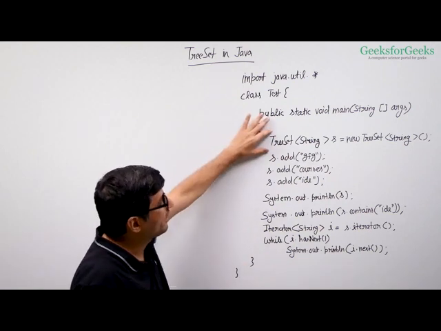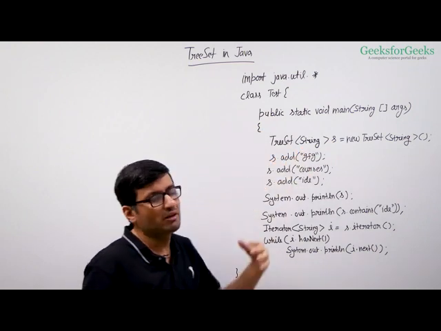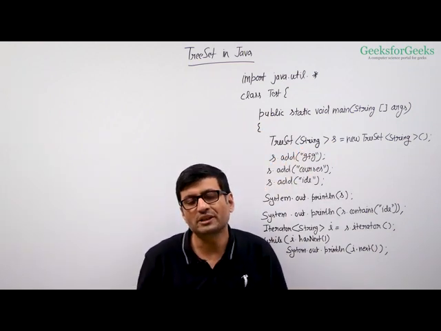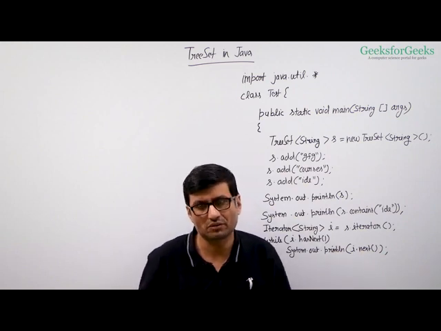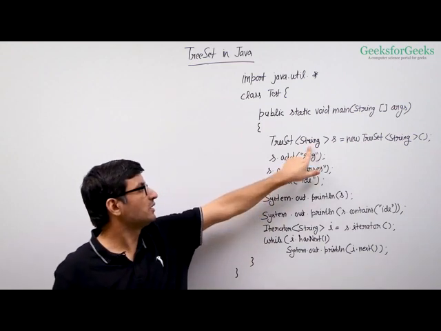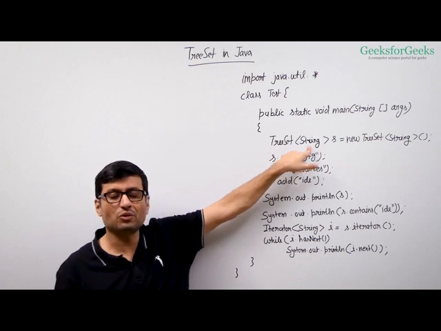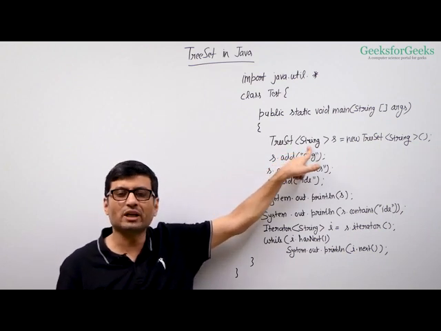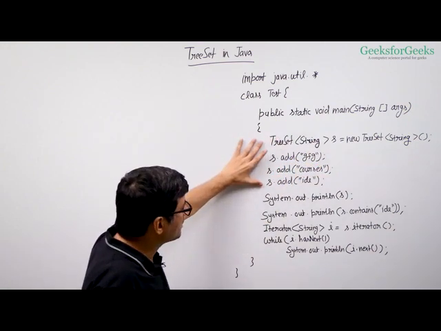We have created an object of tree set, which is a tree set of a string. And by default, the elements in tree set are ordered by the default order, which is increasing order. For strings, it's lexicographically increasing order. And please remember, it has to be a non-primitive type, right? It can't be int. If you want to create a tree set of integers, you will have to use integer wrapper class. We have added 3 items to the tree set.